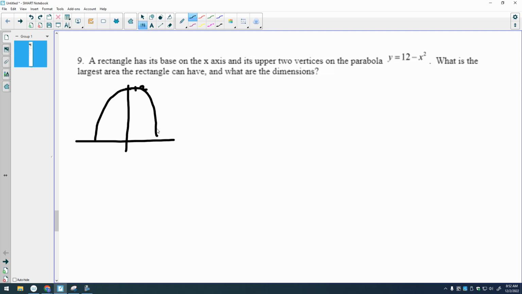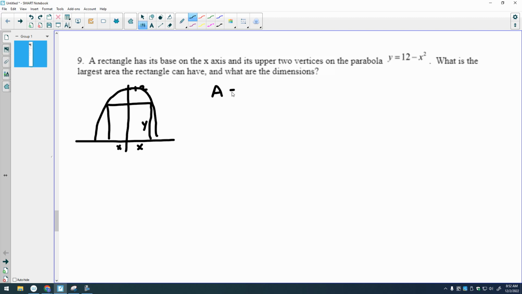So this parabola here has its base on the x-axis and the other vertices on the parabola. So I have some rectangle inscribed inside this parabola. This distance from here to here is x. This is a negative x, but as far as distance, it's just x. And this distance up here is y. What is the largest area?